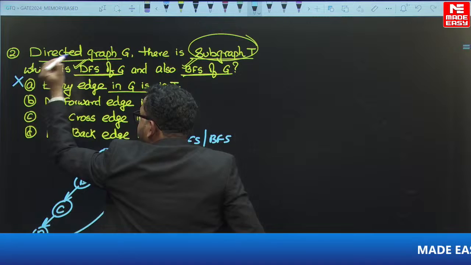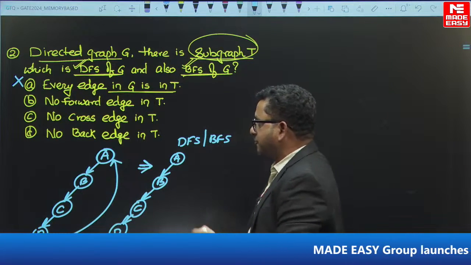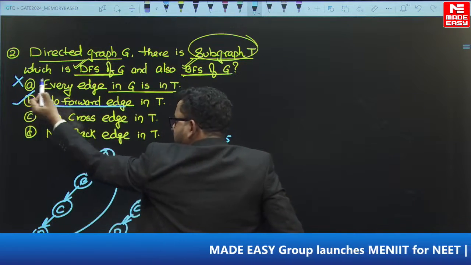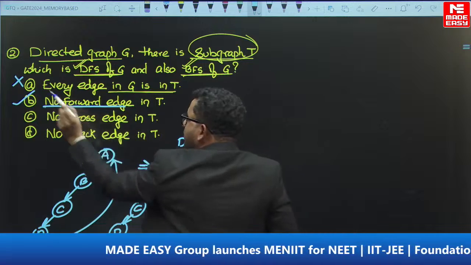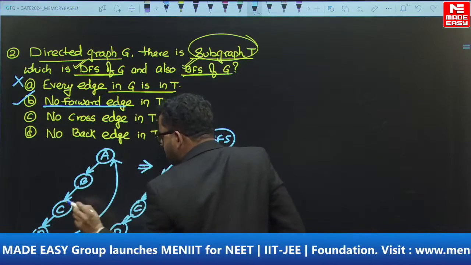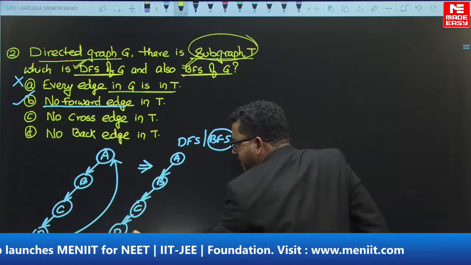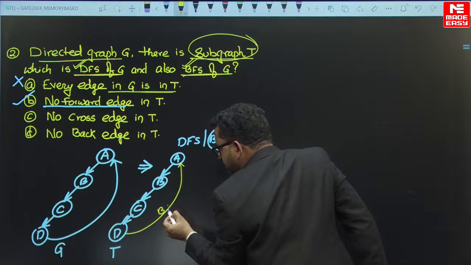So that's why this statement is not mandatory. To have the same DFS and BFS spanning tree for the given graph, no forward edges is a correct statement, because for a BFS traversal, forward edges are not there. Now, no back edge is not the case. See, if this is the case, this edge is a back edge only.